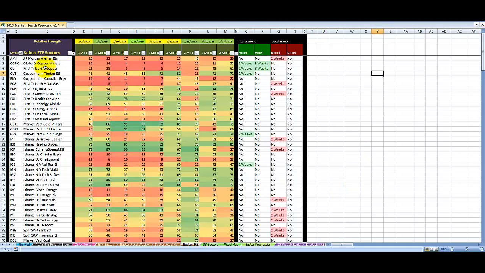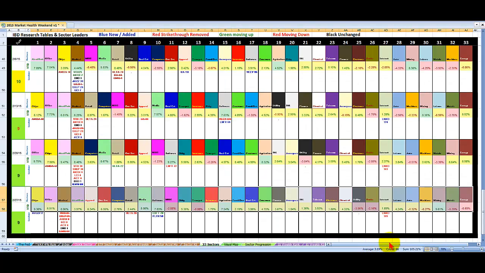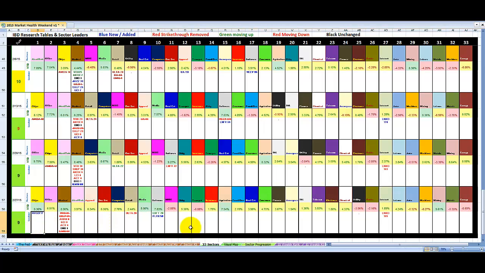The next one I do is I also keep track of the relative strength week to week for these various ETF sectors that I like to monitor. Very simple formulas to determine whether there's acceleration or deceleration. It can give me a sense of where market leadership is and how the general market is behaving.